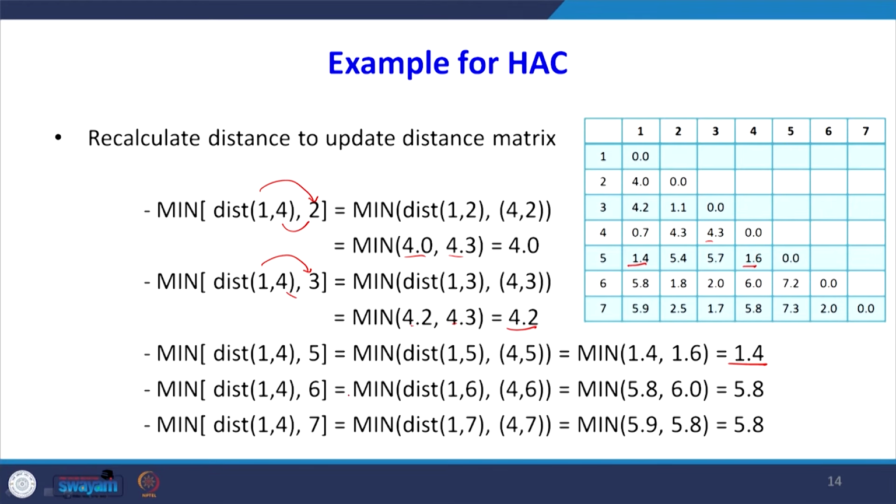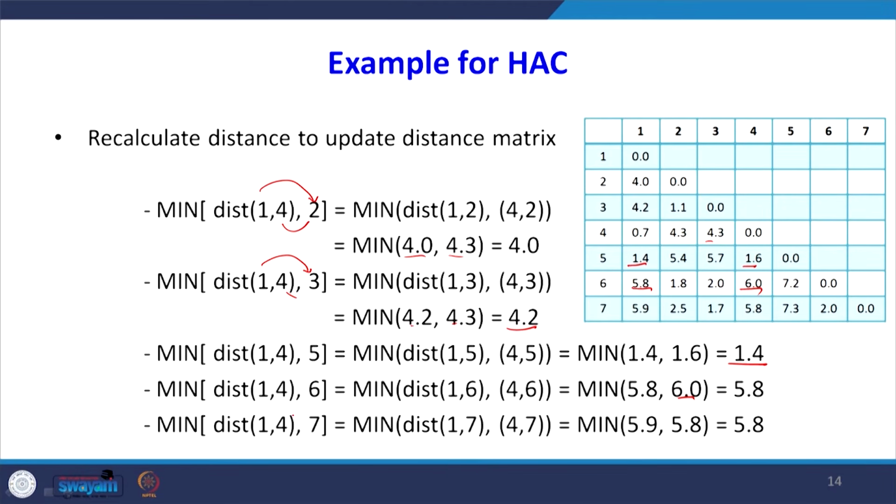Now what happened here? We have to find out the minimum distance between 1, 6 and 4, 6. So 1, 6 is 5.8, this value, and 4, 6 is 6, this value. So minimum is 5.8. Now why are we taking 1.4?